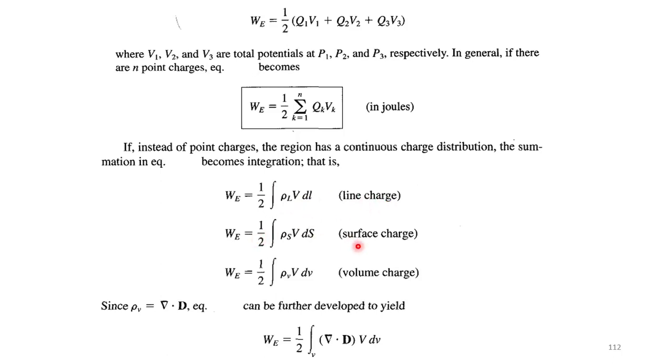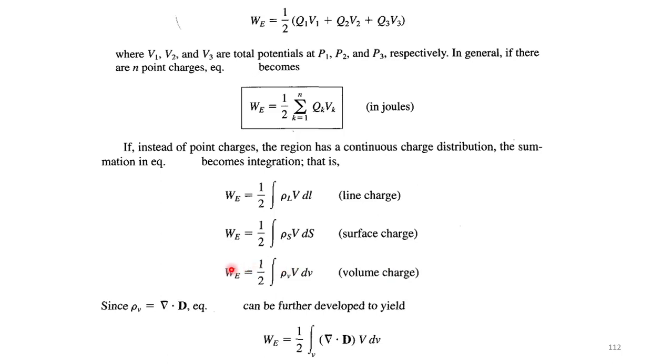Now suppose if surface charge is there, then we can write this total work done as 1 by 2 integration rho s ds into potential, because q is equal to integration of rho s ds. Clear? Similarly, if volume charge is there, then we can write this total work done as 1 by 2 integration rho v dv into potential, because q is equal to integration of rho v dv.